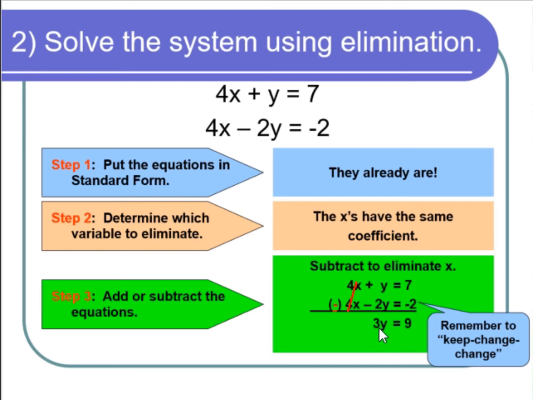We have here 3 as the coefficient of y. To remove 3, we need to divide both sides of the equation by 3. 3y divided by 3 is equal to y, and 9 divided by 3 is equal to 3.